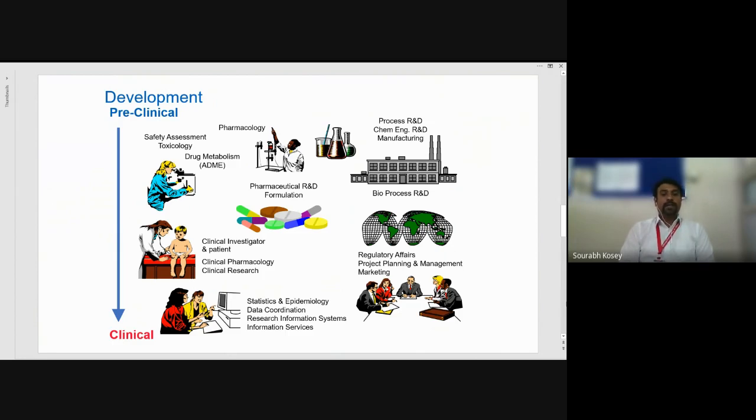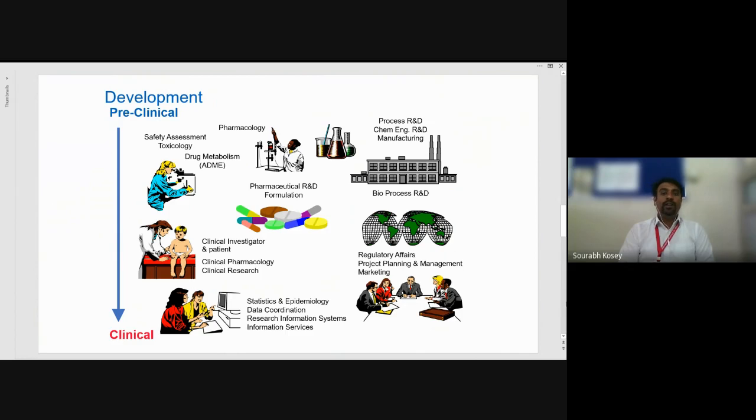Quality is another aspect, so we go with various kinds of unit operations and unit processes like safety study, toxicity study, drug metabolism, pharmacology, process R&D, chemical engineering R&D, manufacturing, bioprocess R&D, and compliances, formulation development, research and development, various kinds of biological research and development, dose, and vulnerable populations: pediatric, geriatric, pregnant and lactating women, male, female, hepatic impairment, renal impairment, etc. And thereafter comes the community medicine department where the biostatisticians work with data coordination, research information, clinical data management, and its various unit processes.